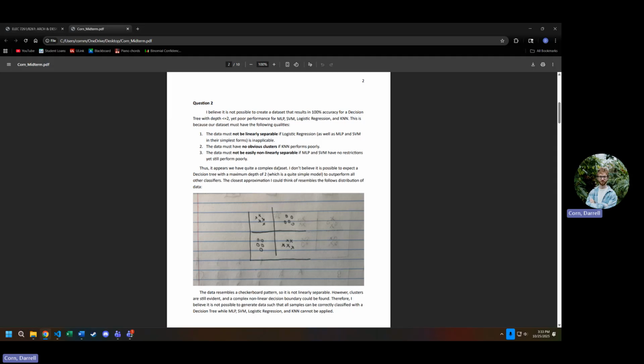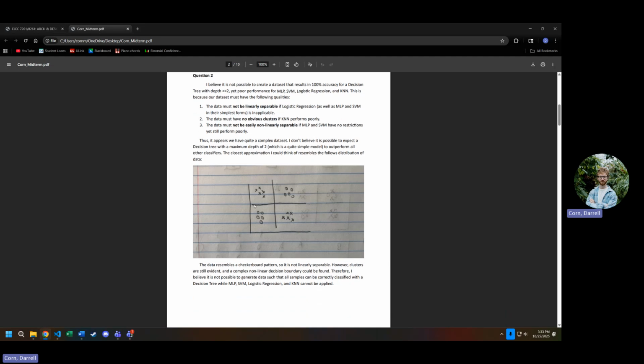And I just don't think it would be possible to expect a decision tree with only a max depth of 2, which keeps it at a very simple level, to outperform all these other classifiers. And I drew this explanation here. This is the closest approximation I could think of for the decision tree. If you drew the data out in this checkerboard pattern, then that gives you data that can't be linearly separated.